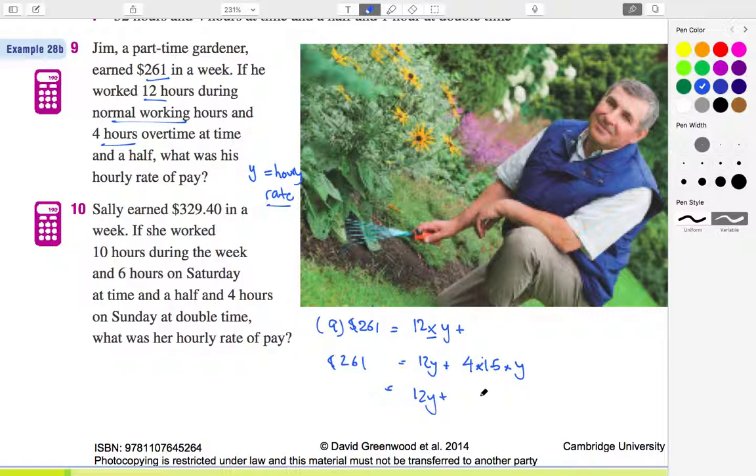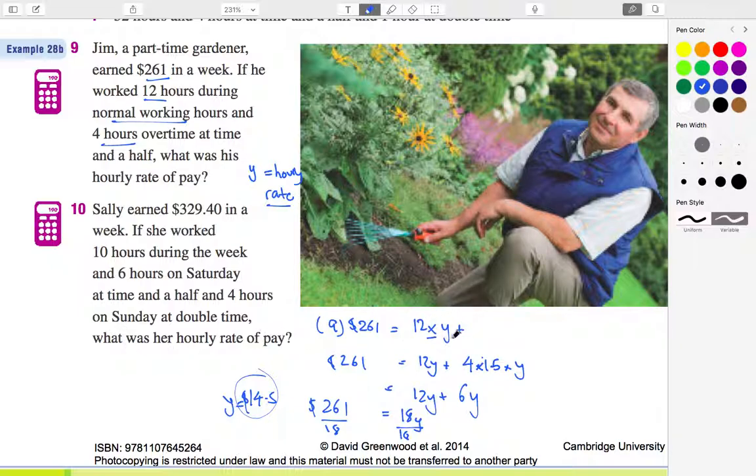So now on this side, you've got 12Y plus 4 times 1.5. If you're unsure, just chuck it in your calculator. You're going to get the 6. It's going to become 6Y. So when you add those together, it becomes 18Y, because 12 plus 6 is 18, and that equals 261. And all that's left is you just divide by 18 on both sides, and Y equals 261 divided by 18, and you get $14.5 per hour. Okay, so that's essentially how you do question 9.